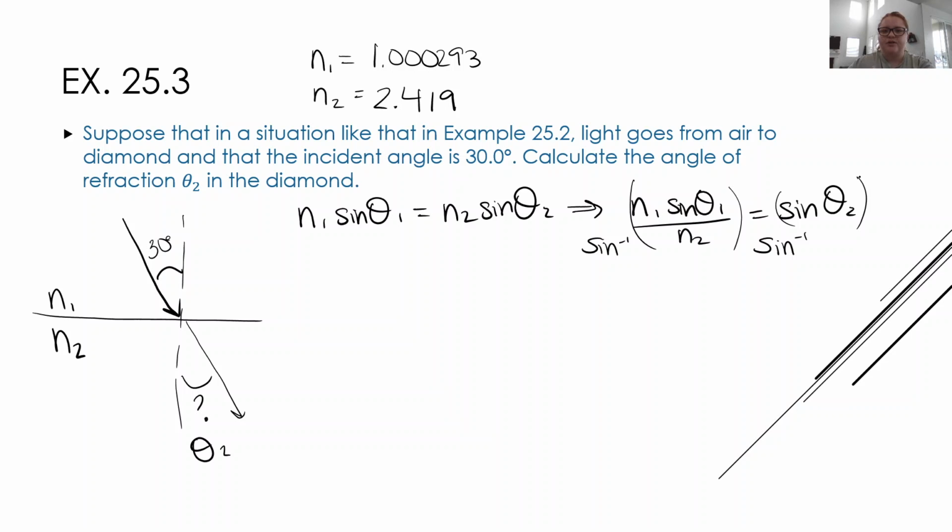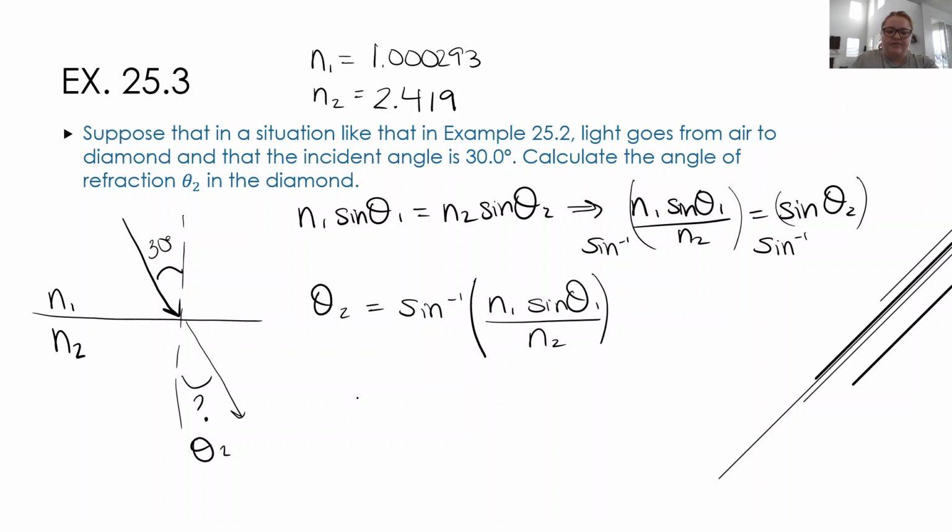Just how we do with tangent theta. If you guys remember, solving for the angle at which a vector would be traveling. So we'll do the same sort of thing here. So if I take the inverse of sine, so the sine inverse of sine, there we go. Those will cancel and we'll get theta 2 is equal to sine inverse of n1 sine theta 1 divided by n2.